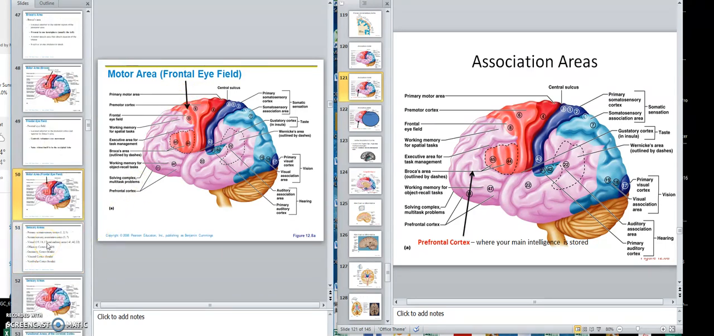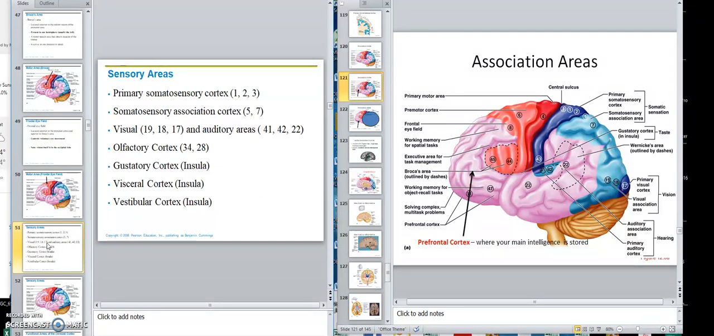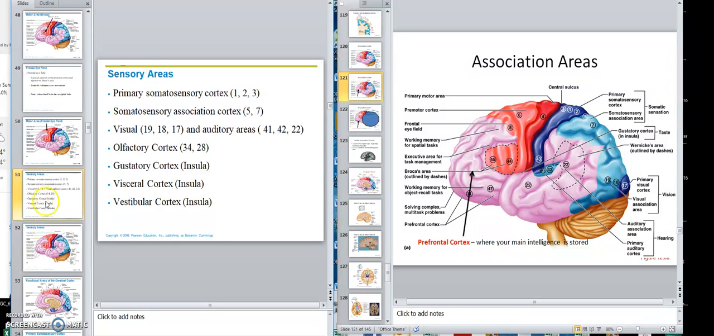Okay. So here are some sensory areas. Now we're looking at a few of the sensory areas here. So we did the motor areas first. Now we're going to do the sensory areas. Let's start another video on that.